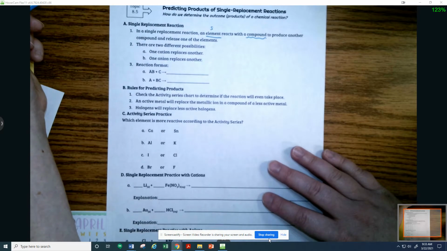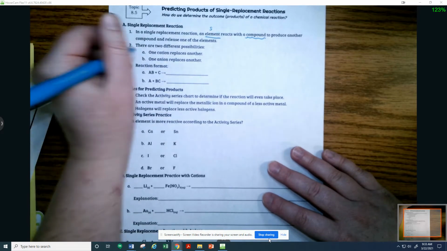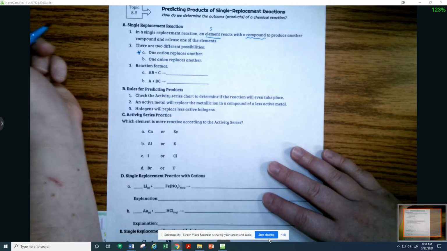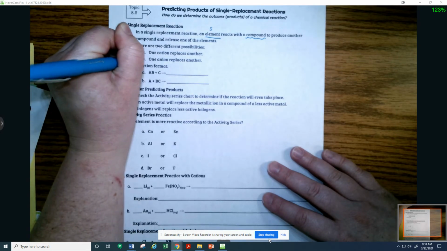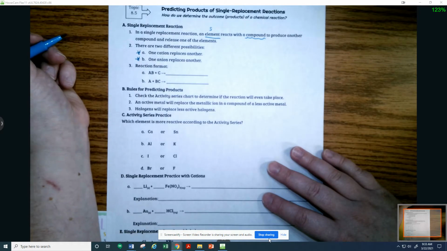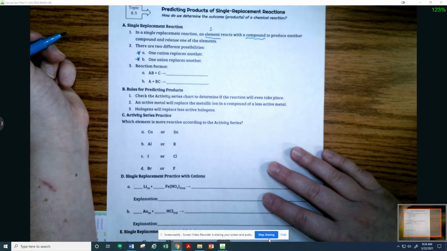There are two different ways that replacement can occur. One way is that a cation can replace another cation within the reaction, or an anion for an anion. So the idea here is when we go to look for what is the outcome of a single replacement reaction, only like charges can recombine. You cannot have a compound that ends up with two cations together or two anions. A cation will always exchange places with another cation, and the same goes for an anion.